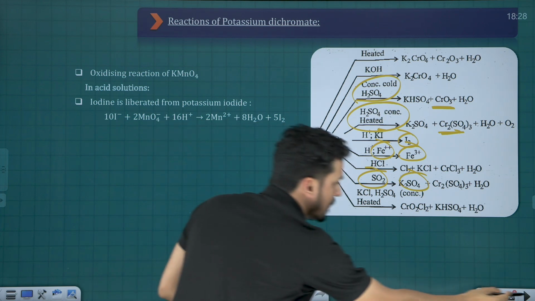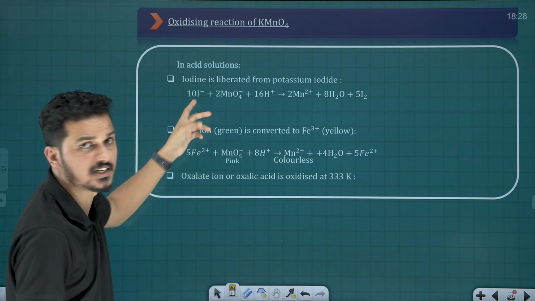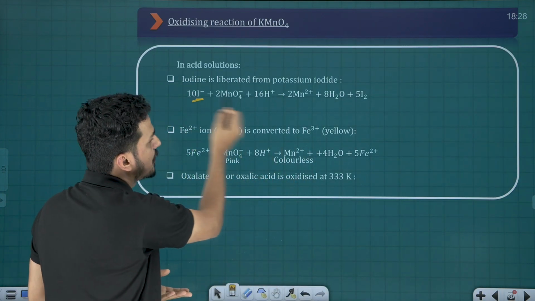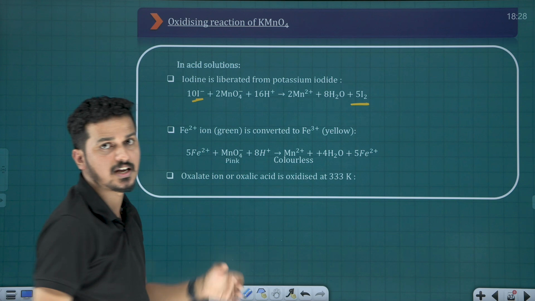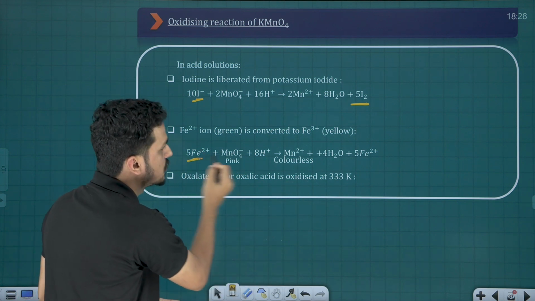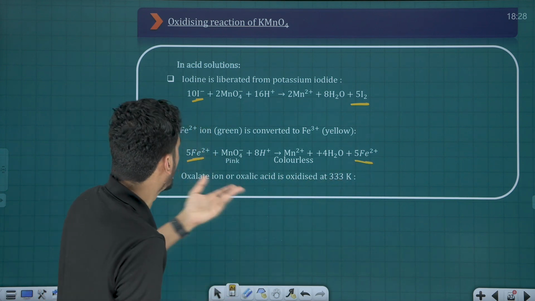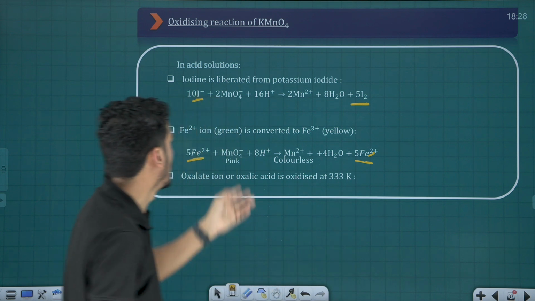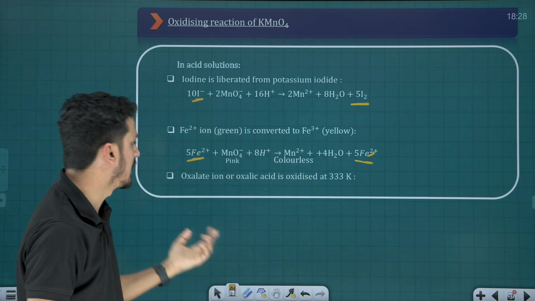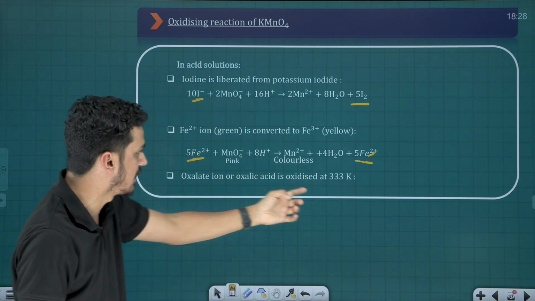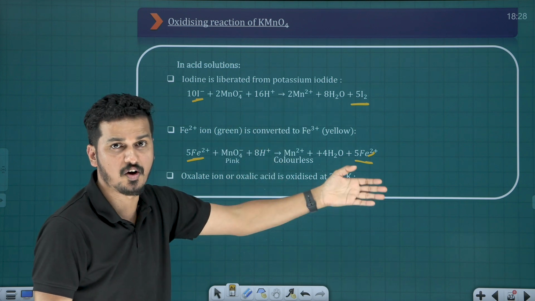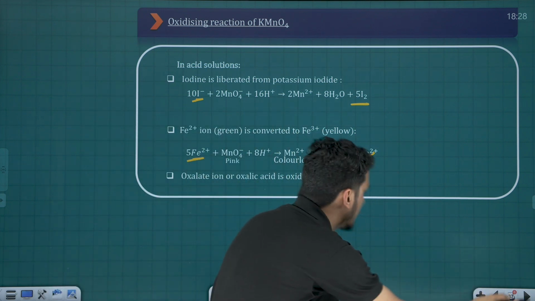Similarly, in the case of acidic KMnO4 solution, it will convert iodide to iodine, Fe2+ to Fe3+, ferrous to ferric, and oxalate ion into carbon dioxide. Like that, you have to keep the idea in mind.